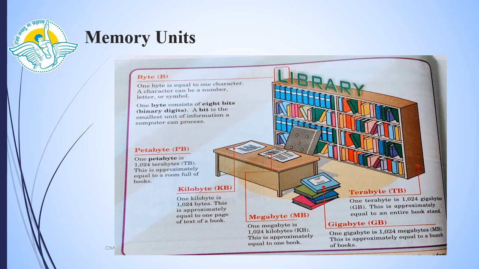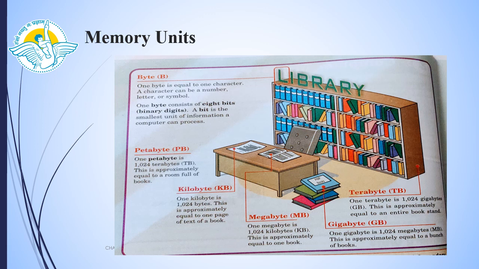We go to the next memory unit, that is kilobyte. 1 kilobyte is equivalent to 1024 bytes. This is approximately equal to 1 page of text of a book. So we are trying to compare KB with a page of a book. Next unit is megabyte or MB. 1 MB is equivalent to 1024 KB. This is approximately equal to 1 book. So we are trying to compare MB with a book.